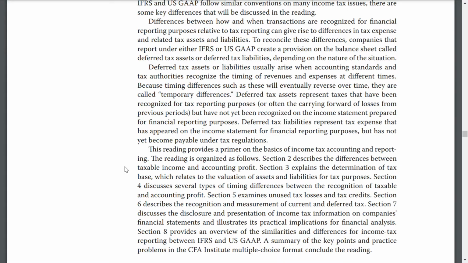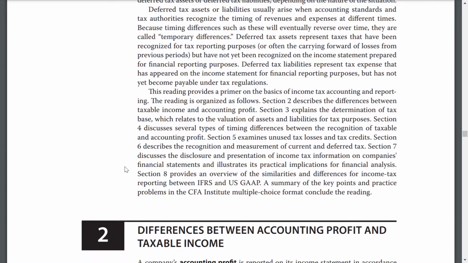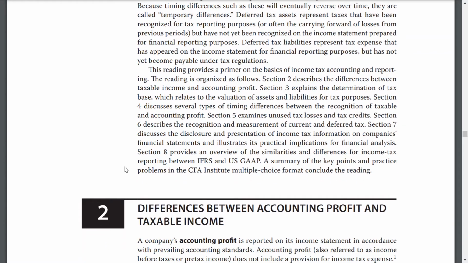Deferred tax assets represent taxes that have been recognized for tax reporting purposes, but have not yet been recognized on the income statement prepared for financial reporting purposes. Deferred tax liabilities represent tax expense that has appeared on the income statement for financial reporting purposes, but has not yet been payable under tax regulations. This reading provides a primer of the basics of income tax accounting and reporting.